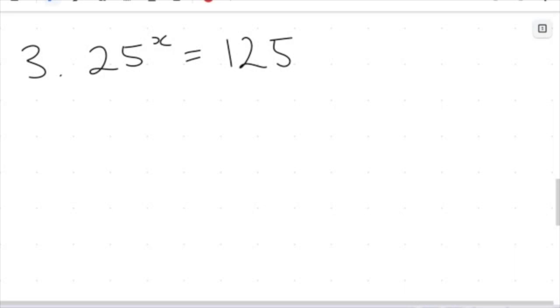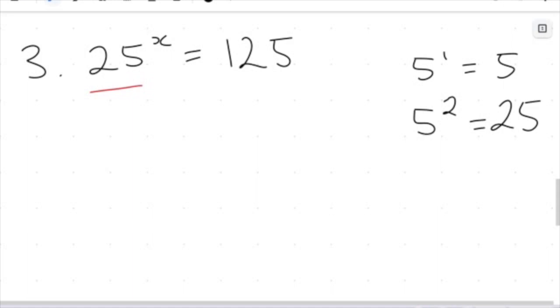Now, 25, I'm going to look at that number and say, wait, that looks curious. If I look at 25, 25 is a perfect square. So I can get 25 using a base of 5. I know that 5 to the power of 1 is just 5, and 5 to the power of 2, or 5 squared, is 25.